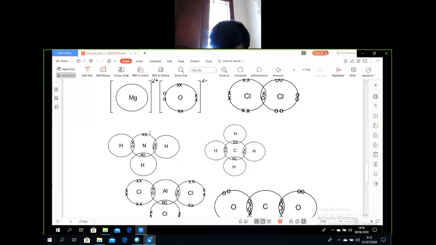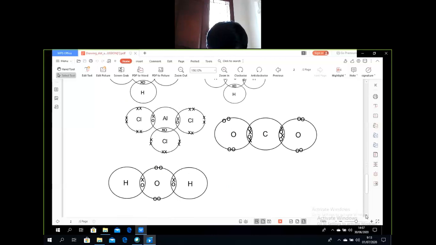This one, CH4 methane, there are 4 bond pairs here. Carbon is covalently bonded to 4 different hydrogen atoms. So the central atom has 4 bond pairs, no lone pairs. The shape is tetrahedral. The bond angle is 109.5 degrees.